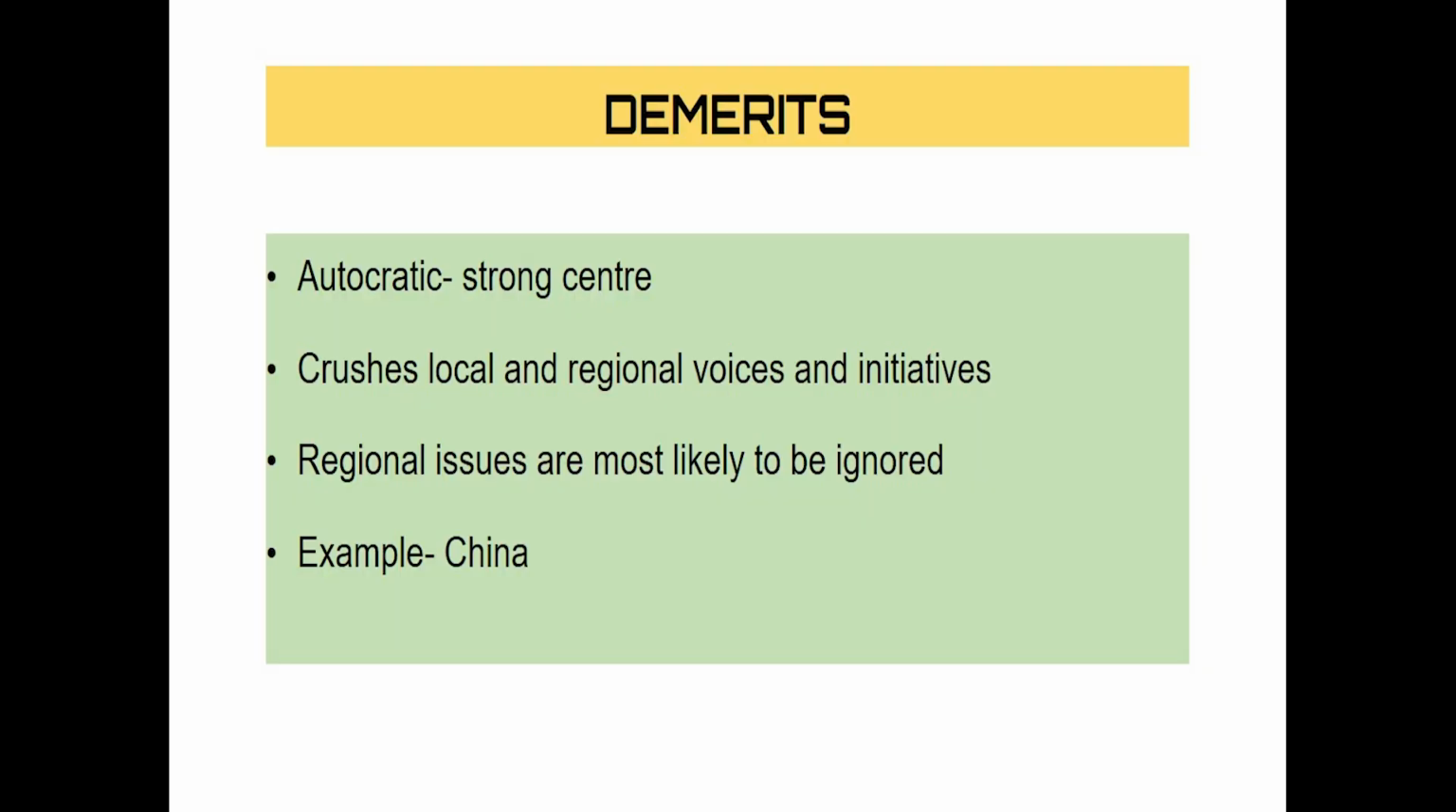Now let us understand the demerits of this unitary structure. As there is only a single structure that exists through the vast geography, this might create autocracy because there exists a strong structure and the states are basically subordinate or voiceless. As states are voiceless or have no authority, this crushes local and regional voices, and their initiatives might not be considered by the center. So regional issues are more likely to be ignored in the policies, or their effective issues might not be considered. This can also be seen in China.